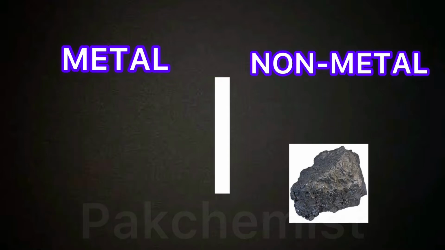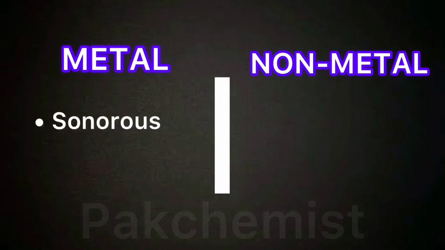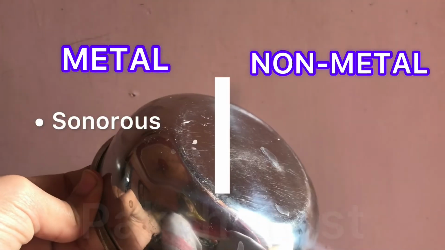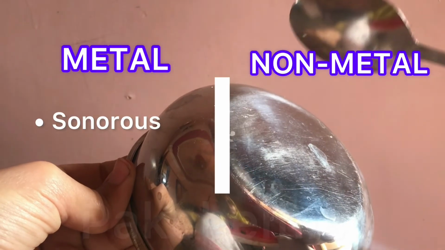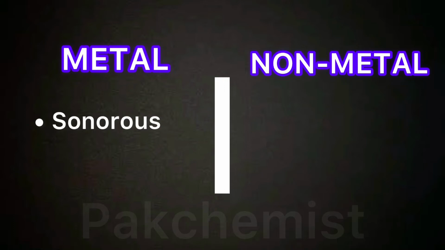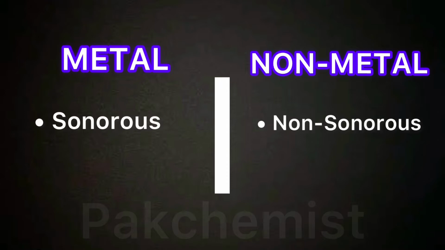The second property of metal is they are sonorous. It means they produce sounds. Let's check it out if they really produce a sound or not. While on the other hand, non-metals are non-sonorous because they do not produce that much sound that is produced by the metals. Check this out.